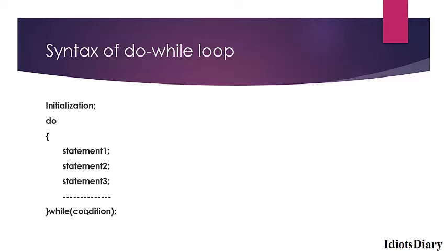As you see, in this loop, for the first time no condition is tested. The condition is tested for the second, third, fourth time, and so on. In this way, if this loop executes n times, then the condition is tested n times. Let's take some examples based on the do while loop.